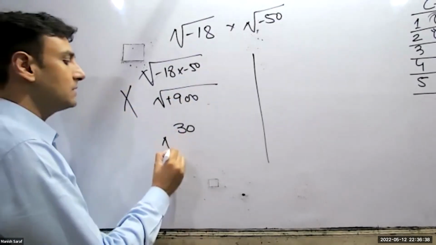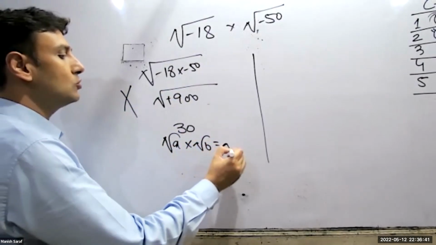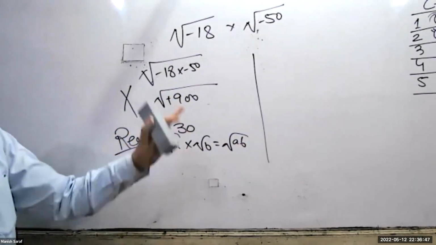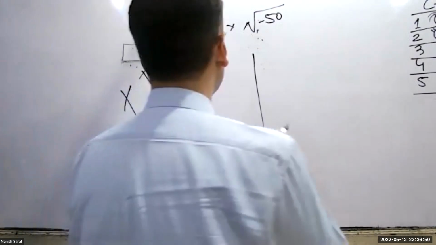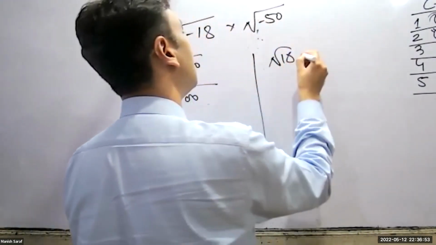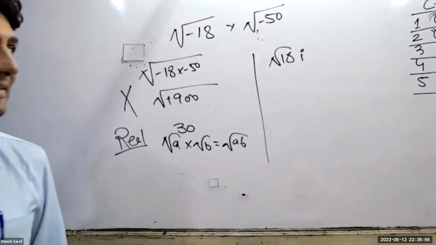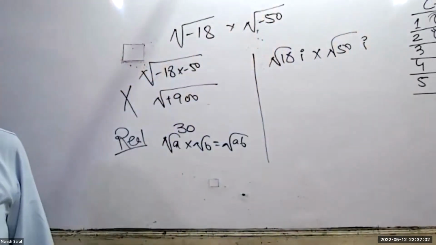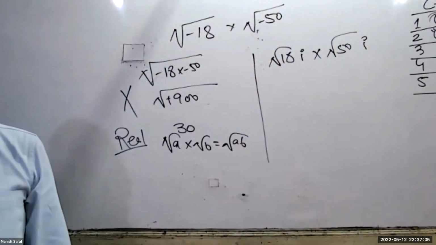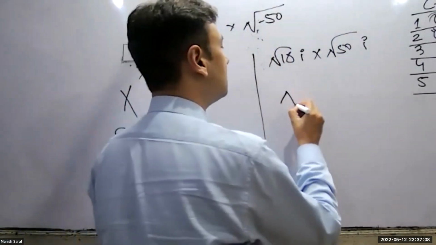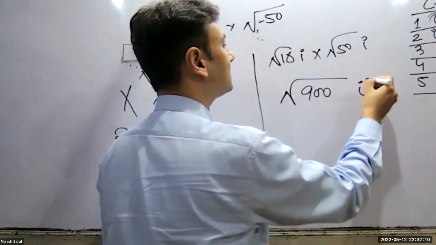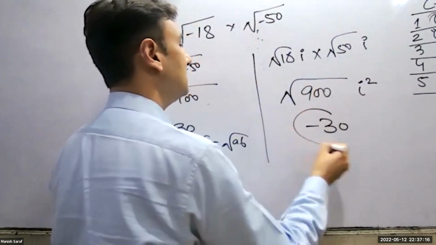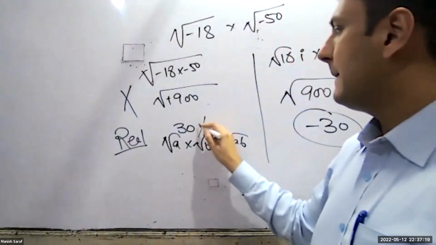क्योंकि ये जो आप करते हो ना, root of A into root of B is equal to root of AB. This is true when you are in a real system. ये तो complex है. Because root of minus 18 cannot be defined. It is root of 18 i. इसी तरह root of minus 50 is nothing but root of 50 i. ये real numbers होंगे. Root of minus 18 and root of minus 50. Now if I solve this, I will write it as root of 900 into i square. Root of 900 is 30 and i square is minus 1. Answer is minus 30. ये गलत था.